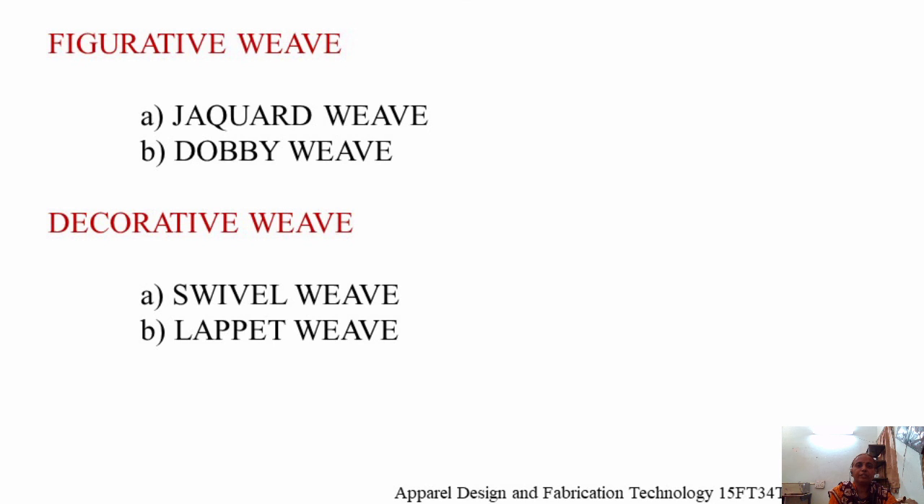Second is the figurative weave. Which are the figurative weaves then? Figurative weaves are jacquard weave and dobby weave. This comes under the figurative weave group. Last is the decorative weave: swivel weave and lappet weave. These are the decorative weaves.